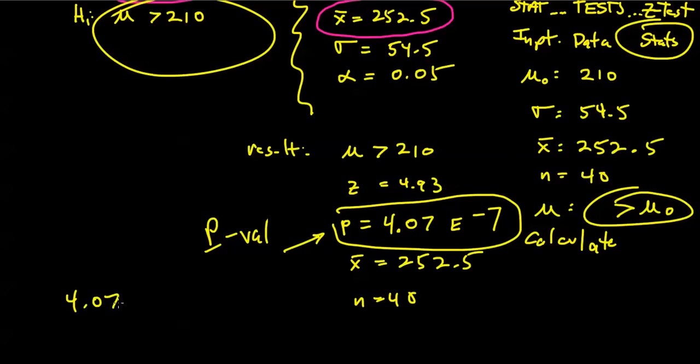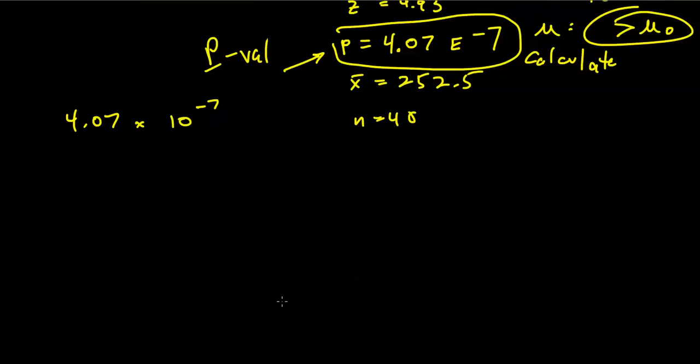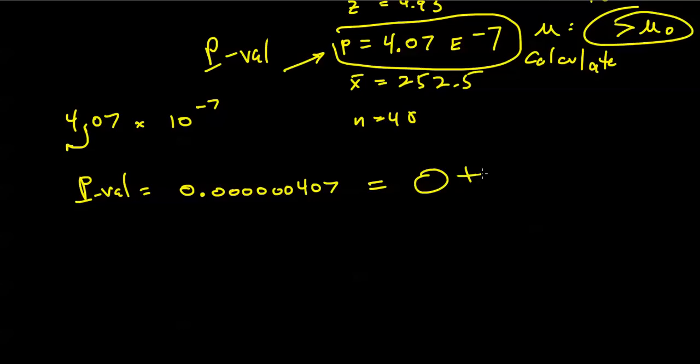Alright, so just a minute to talk about scientific notation. This E minus 7 just really means it's 4.07 times 10 to the minus 7th power. And we've dealt with scientific notation many times so far in this course. All that means is you've got a decimal point and a 407 with 6 zeros in between. Basically, you move your decimal point 7 places to the left. And if I had a p-value this small, I'd probably just call it 0 plus. Alright, so step 2 is done. We computed the p-value.